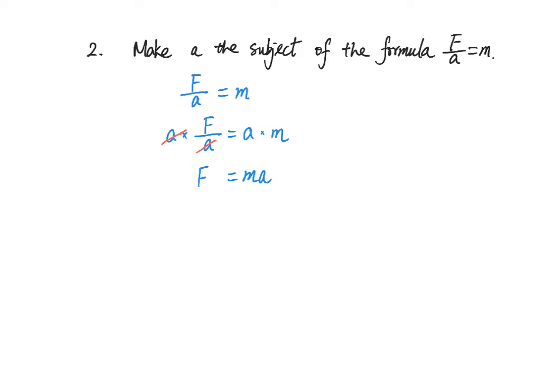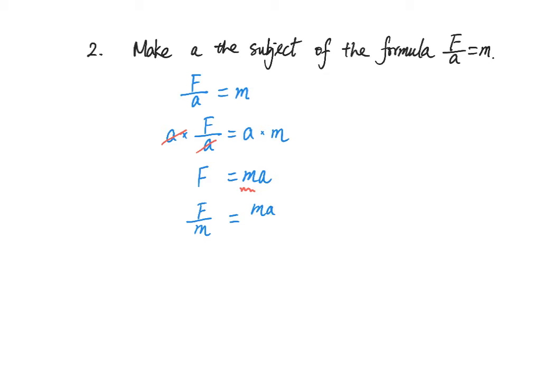Now, not finished, because we want to make a the subject. So we need to move m to the left hand side. Because the relationship between m and a is multiplication, m times a. So if we want to move m to the other side, change sign, then change operation. So multiplication, you change to division. Division is the inverse of multiplication. Okay, so divided by m on both sides.